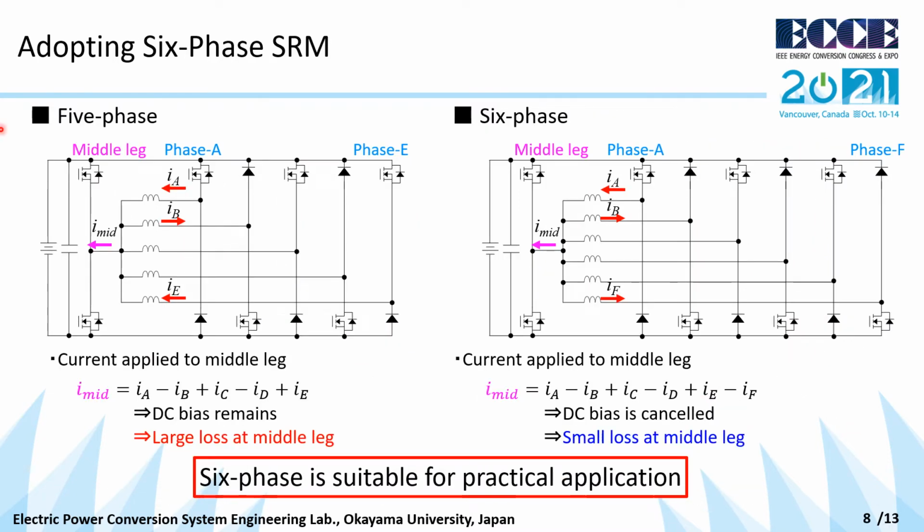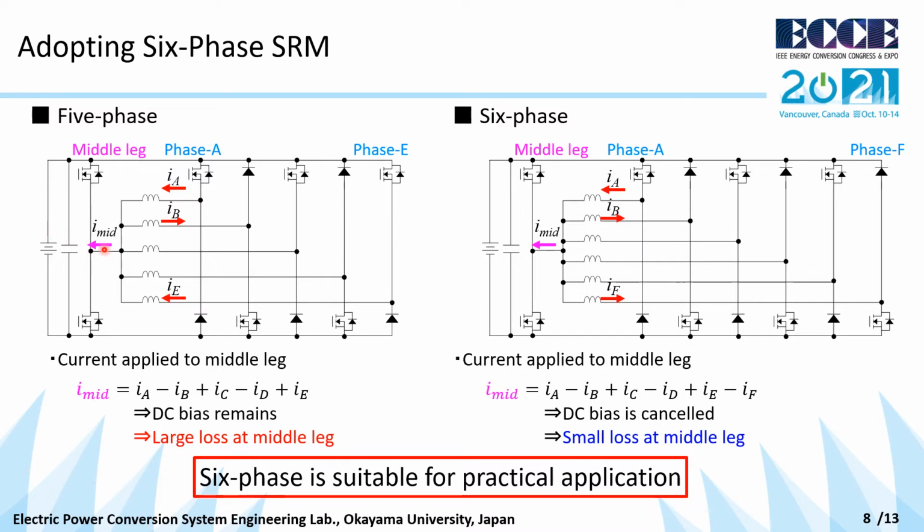Next, I explain the adaptation to the 6-phase switched reluctance motor. This figure shows the N+2 inverter of the 5-phase switched reluctance motor and the 6-phase switched reluctance motor. In principle, the 5-phase switched reluctance motor is preferable because the number of switches is smaller than that of the 6-phase switched reluctance motor. However, in practical application, we have to consider the inverter loss.